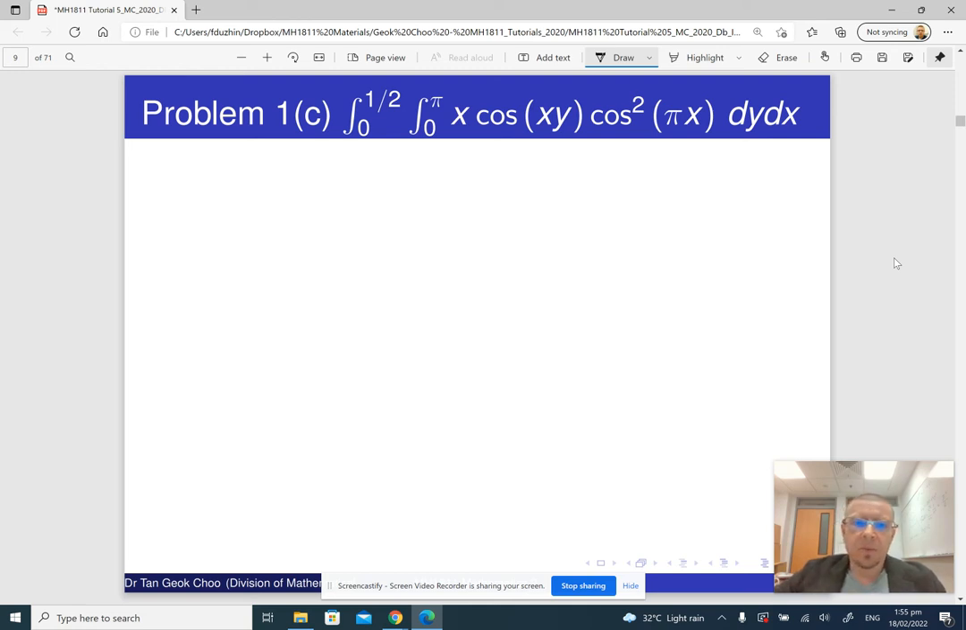All right, and now part C. In part C, here is the integral that we need to calculate. All right, so how do we do this? We need to integrate this whole thing with respect to y.